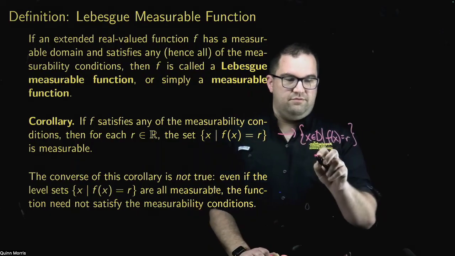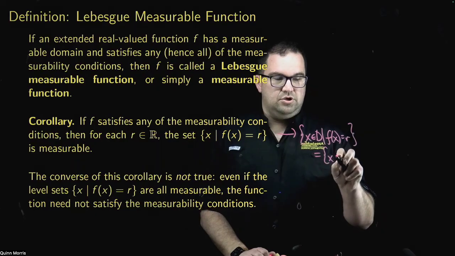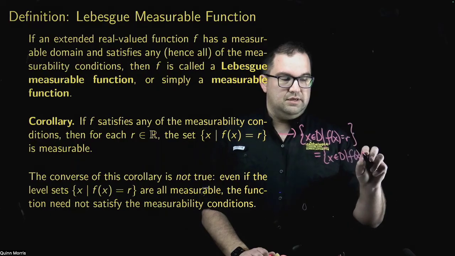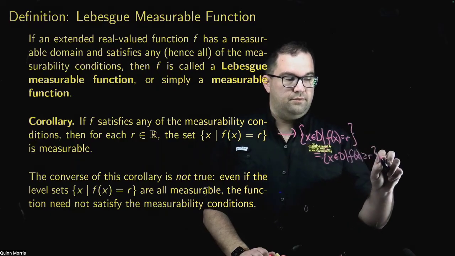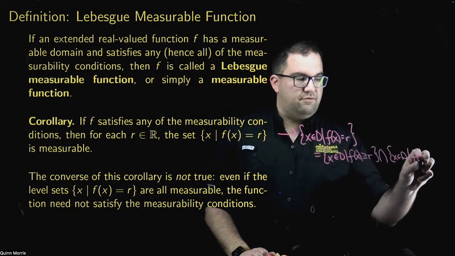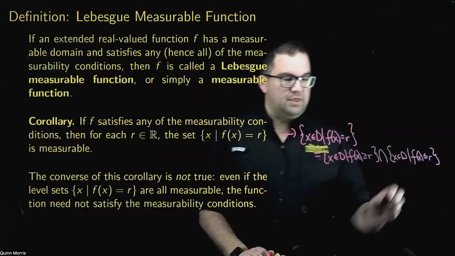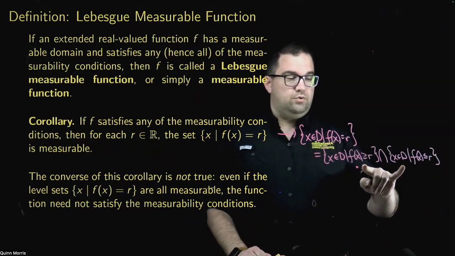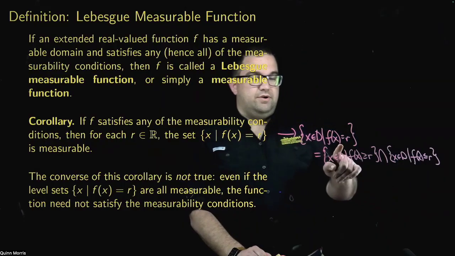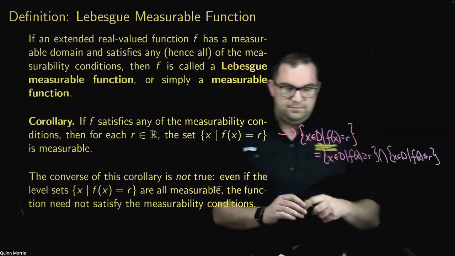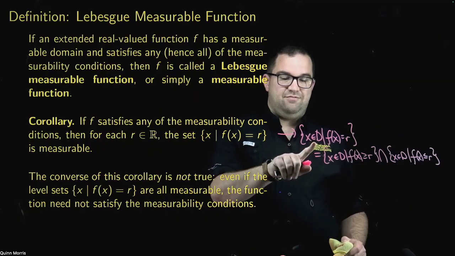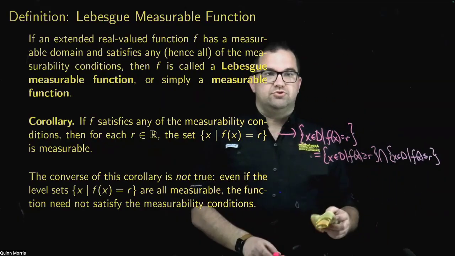You can think of this as the intersection of the set of all x in D such that f of x is greater than or equal to r, intersected with the set of all x in D such that f of x is less than or equal to r. Okay. So if the measurability conditions hold, then each of these is measurable. Therefore, their intersection is measurable, and their intersection is just this. Okay. However, it's not possible to go the other way. It's not possible to say that if this is measurable, each of these is measurable.